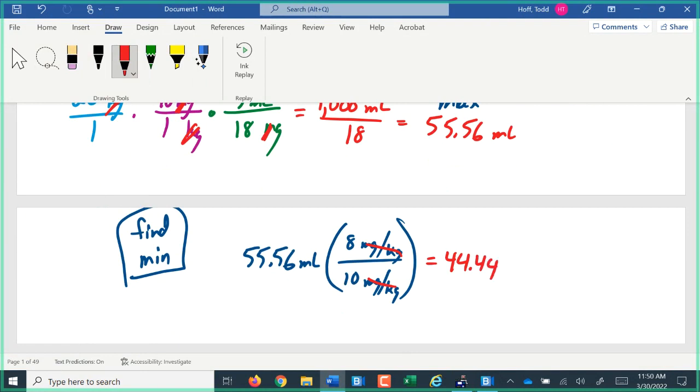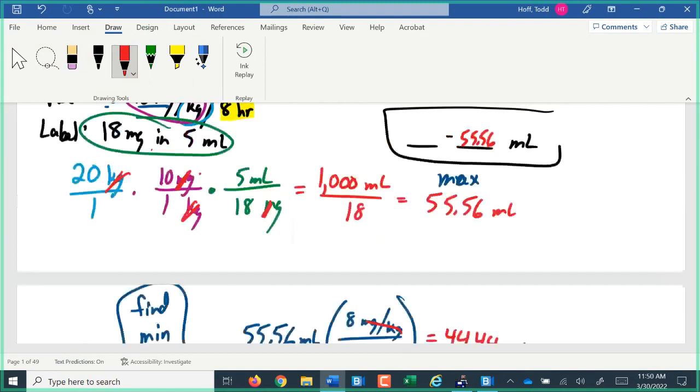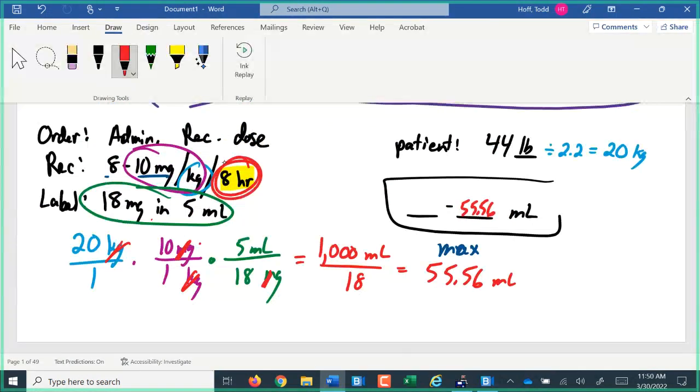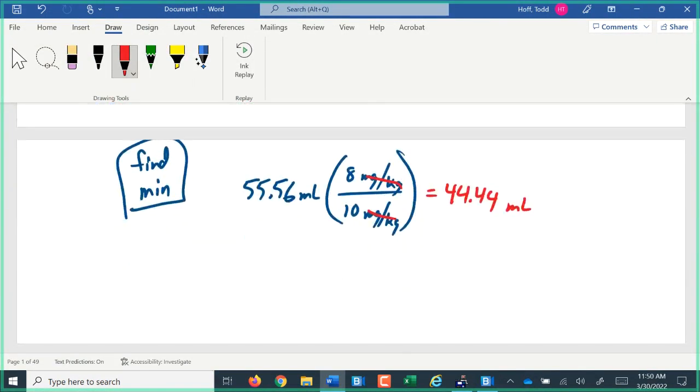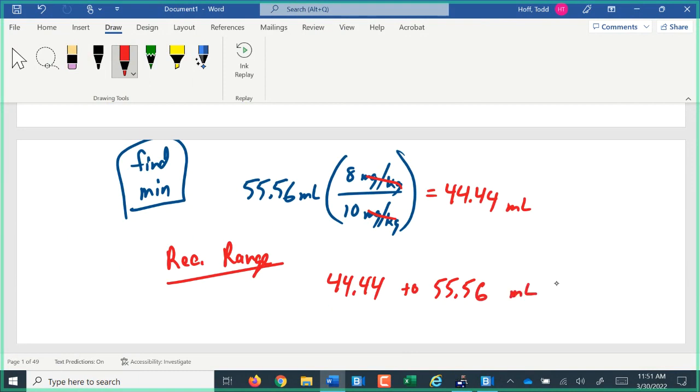44.4444 milliliters. Now again, we have to make sure we are aware of our time frame and we include that in our result. That's for 8 hours. So the safe range, the recommended range, is 44.44 to 55.56, I should round to, milliliters every 8 hours.